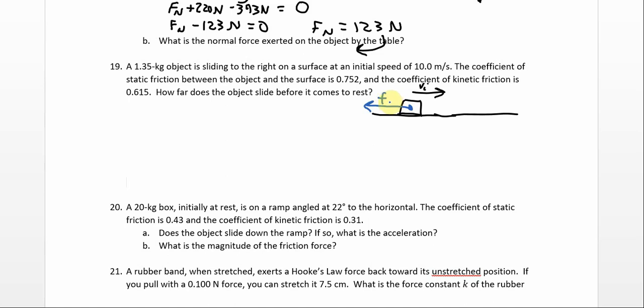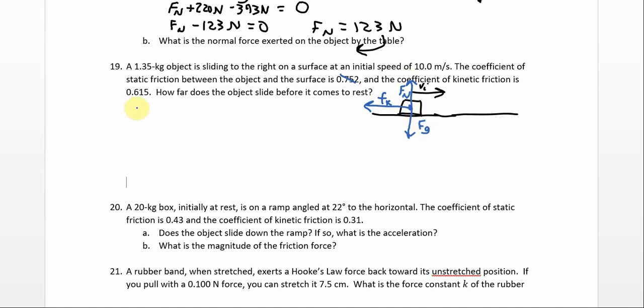In this case, it's very clear that we already know the object is sliding. It already has a speed. So this is kinetic friction. Okay. So we can actually ignore the static friction number. That won't come into play. We'll just use the 0.615. All right. Now the rest of the forces, if I put my free body diagram on top of this, we have gravity going downward. We have normal force going upward. Okay, nothing is diagonal. That's nice.